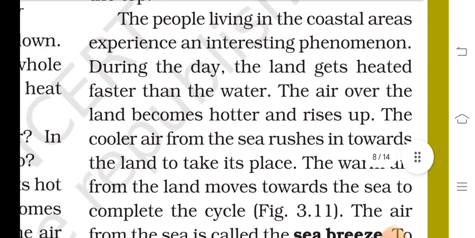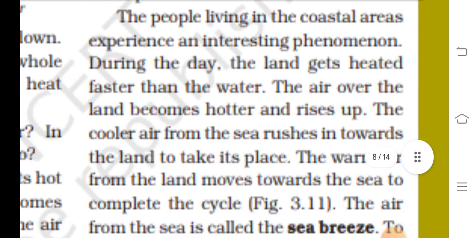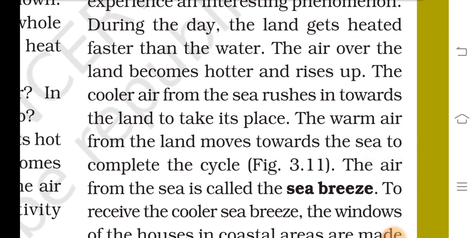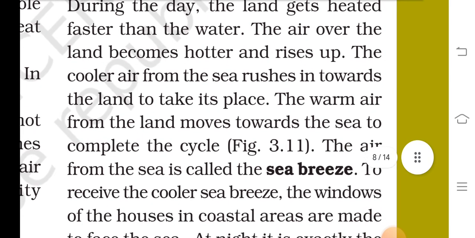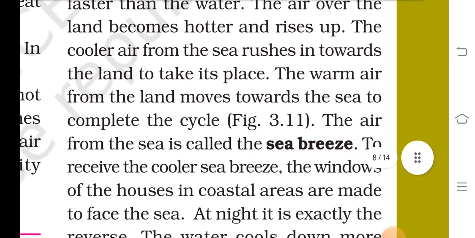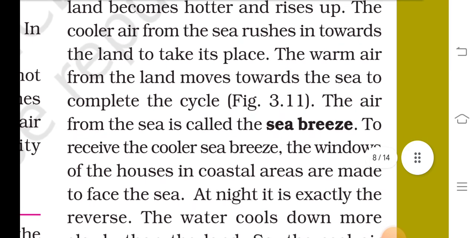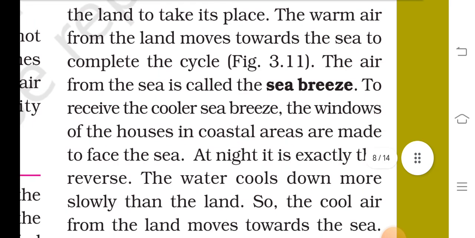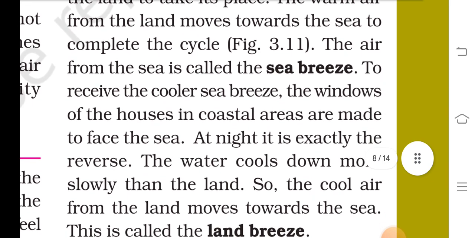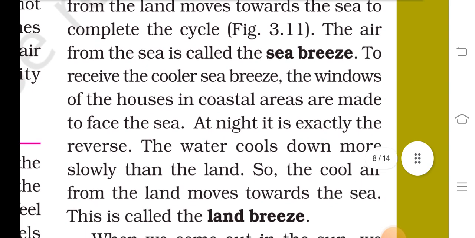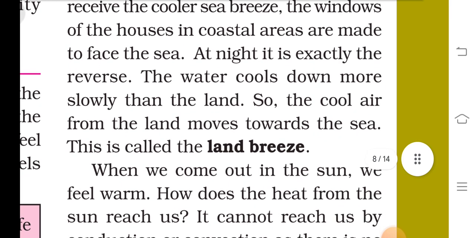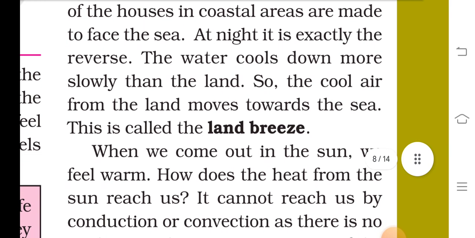The people living in coastal areas experience an interesting phenomenon. During the day, the land gets heated faster than the water. The air over the land becomes hotter and rises up. The cooler air from the sea moves towards the land to take its place. The warm air from the land moves towards the sea to complete the cycle. The air from the sea is called a sea breeze. To receive the cooler sea breeze, the windows of houses in coastal areas are made to face the sea.